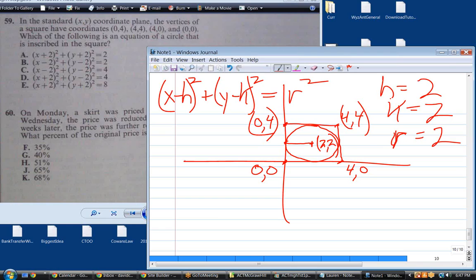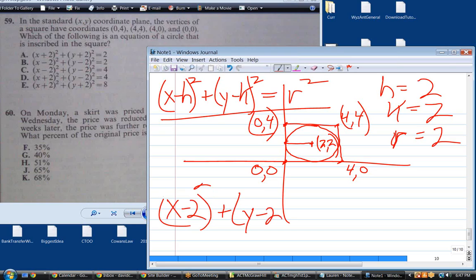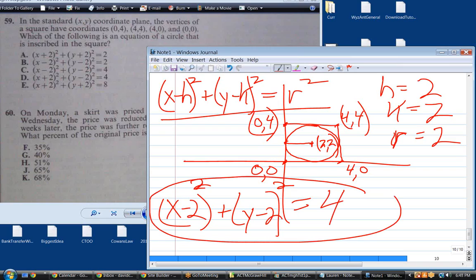So now plug h, k, and r into that to see what we get. And then we'll find it on here. So what do I got? (x minus 2) squared plus (y minus 2) squared equals 2 squared. So that's what we're looking for. Do we have it on there? No. Ah, C.